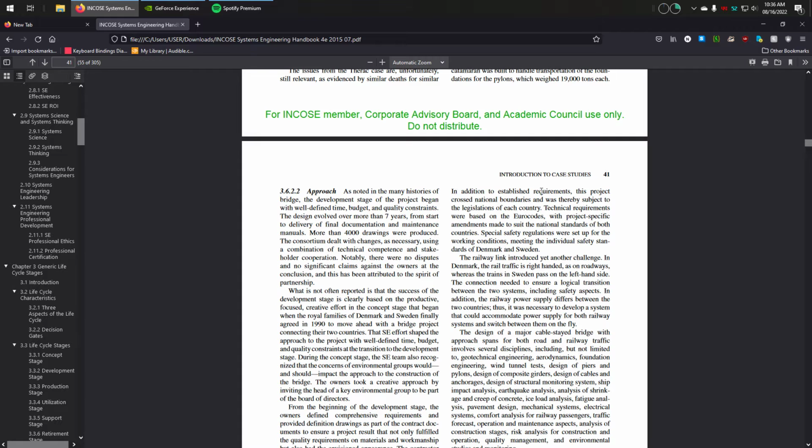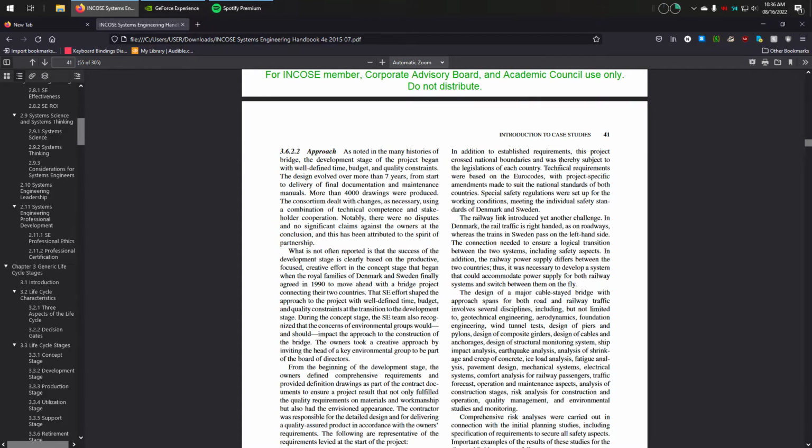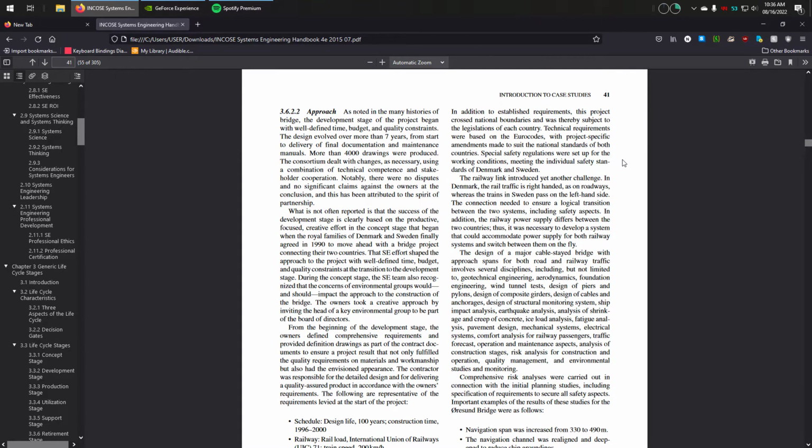In addition to established requirements, this project crossed national boundaries and was thereby subject to the legislations of each country. Technical requirements were based on the Eurocodes, with project-specific amendments made to suit the national standards of both countries. Special safety regulations were set up for the working conditions, meeting the individual safety standards of Denmark and Sweden.